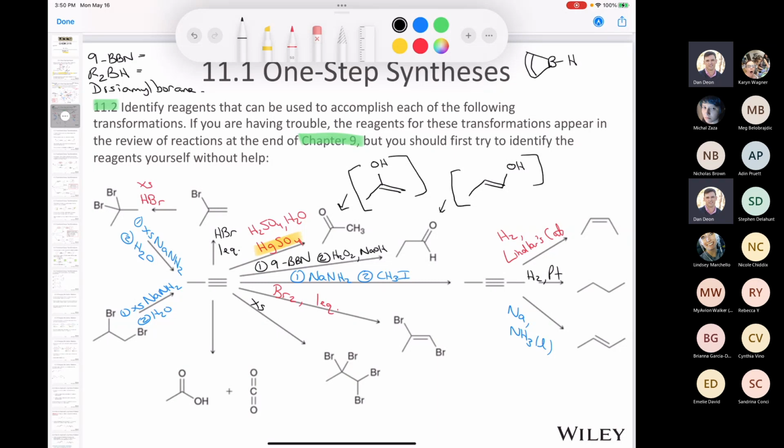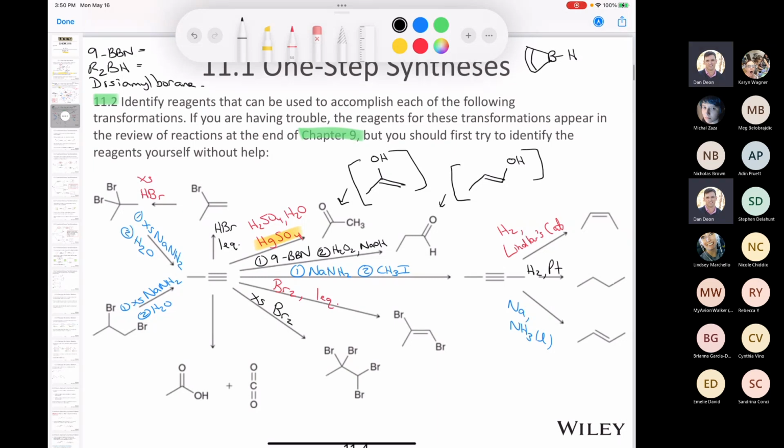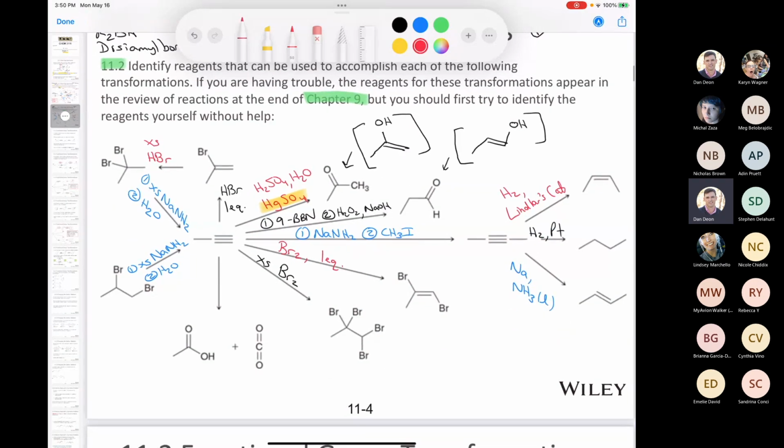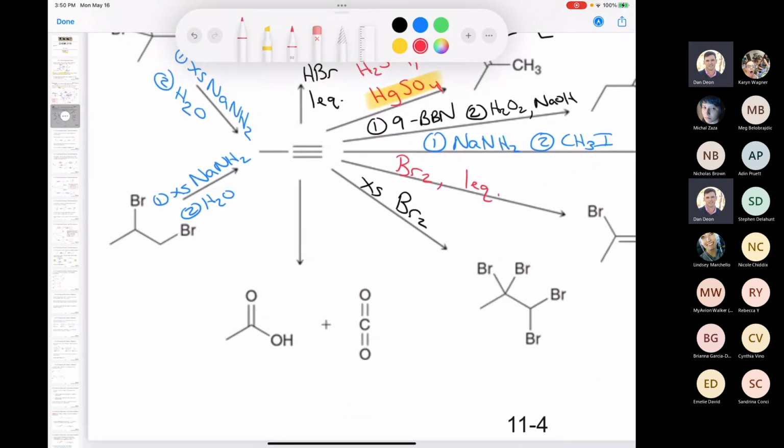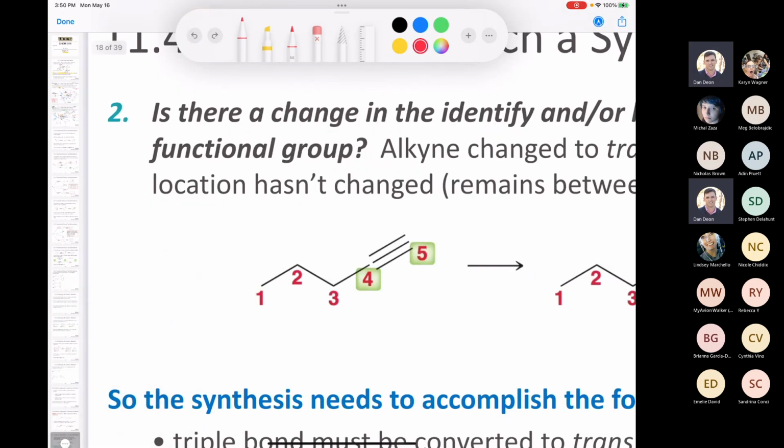So excess, Br2, and the last reaction on this slide is where we're cutting up the molecule again. Here we have 1, 2, 3 carbons. But in acetic acid, we have 2 carbons, and over here we only have 1. So we're cutting the molecule here. The first step is to treat it with ozone.